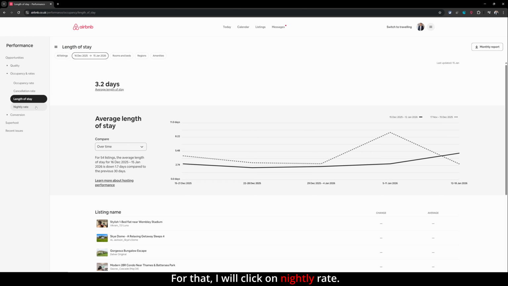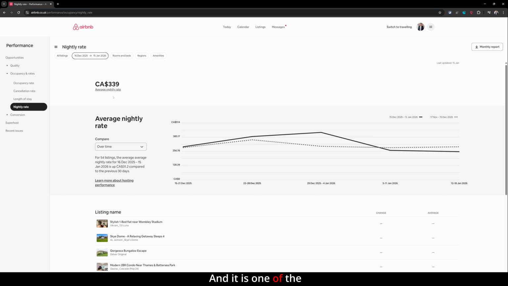For that, I will click on nightly rate. This is your average nightly rate, and it is one of the most misunderstood metrics. This is not your advertised price. This is what guests actually paid after your discounts, your promotions, and length of stay adjustments.